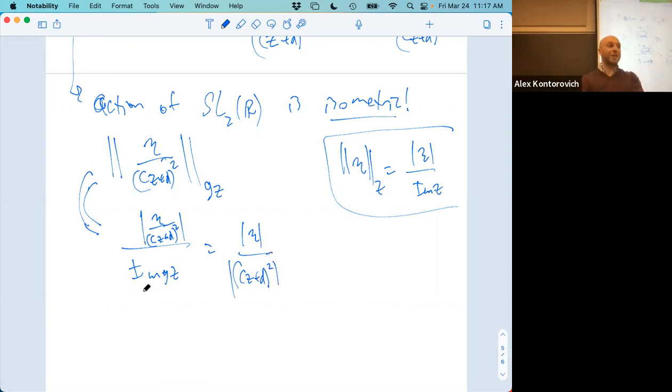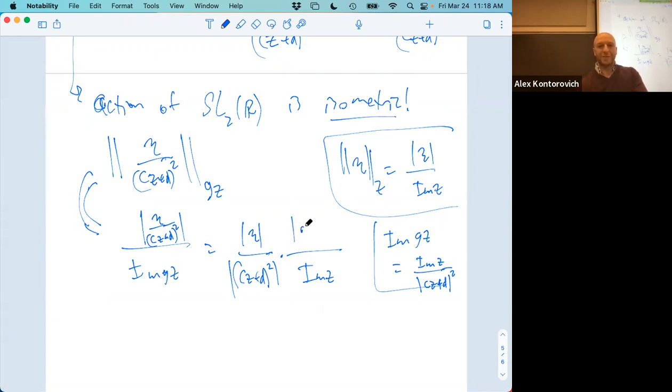Now, what happens to the imaginary part of gz? The imaginary part of gz, we did this calculation. I'm sure we have. I think we did it last time. Didn't we do it last time? The imaginary part of gz, okay, let me put this formula here. I thought we did it, maybe not. Over the absolute value of cz plus d squared. Did we not do this? Yeah, I thought we did, okay. So if that's what the imaginary part of gz is, I'll put that in and I get the absolute value of cz plus d squared. And of course, these things cancel.